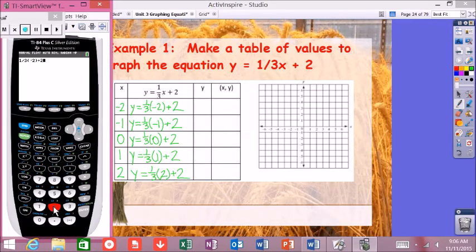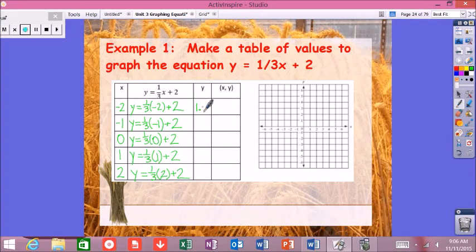My output is a decimal. Well, it's 1.3 repeating, so I'm going to write 1.3 and put a bar on top. You can go ahead and round that to just 1.3.